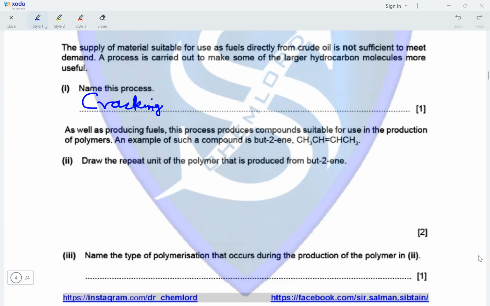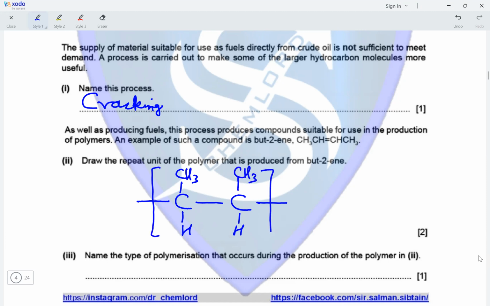So the molecule of butene has a double bond between two carbon atoms, which would open up because it will produce an addition polymer. So these are the two carbon atoms that have the double bond on them. And on each carbon atom, there is one hydrogen atom present, and one methyl group present along with the hydrogen atom. And this is one repeat unit of butene. Name the type of polymerization that occurs during the production of the polymer. This is known as addition polymerization.